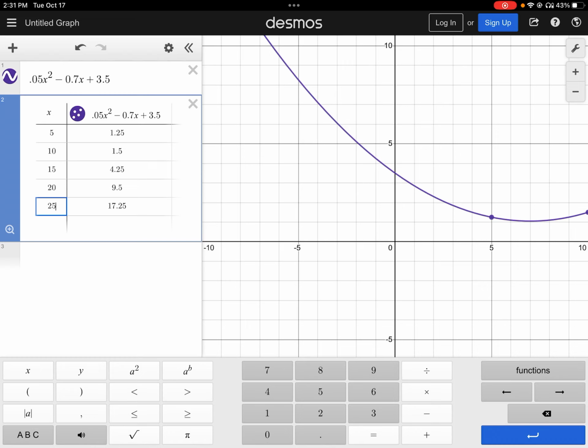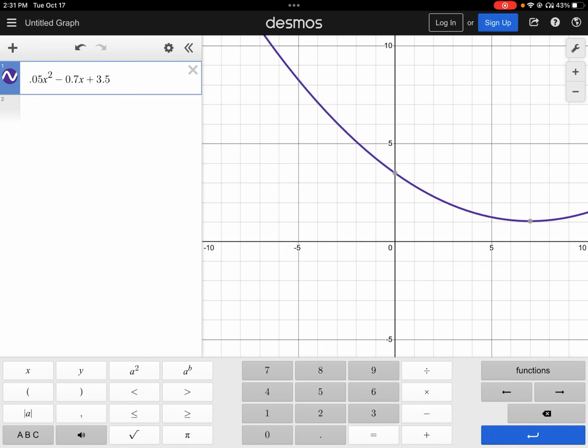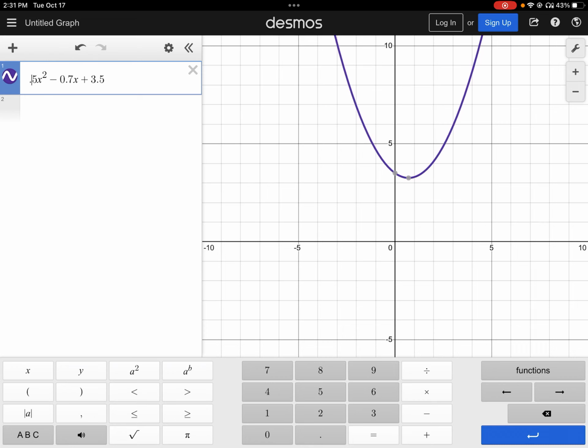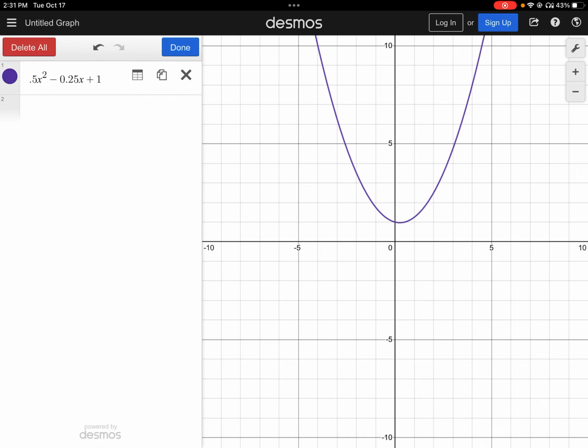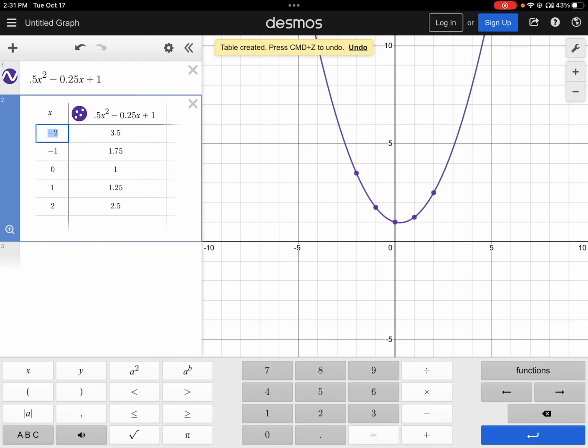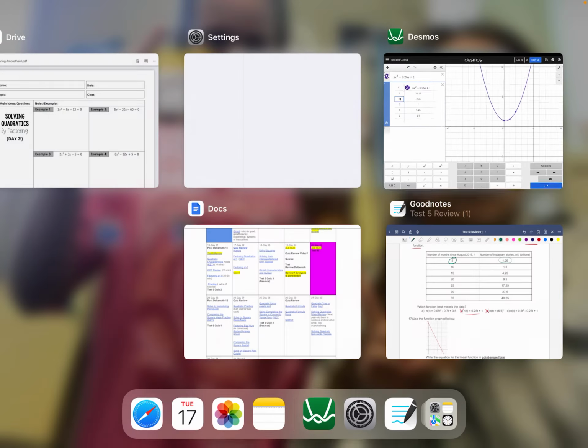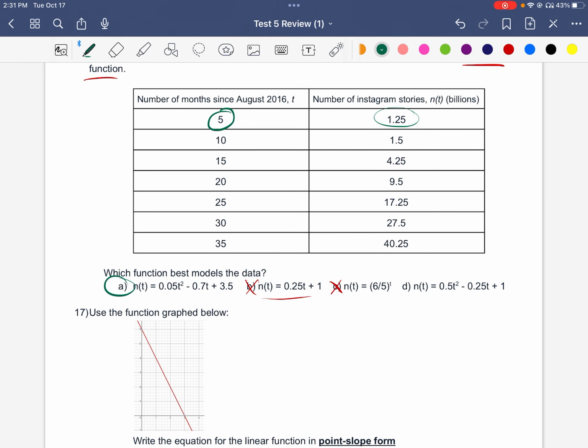I'll just show you if we did the same thing for answer choice D, I just want to show you how it looks. Ta-da, table. If I do the same thing, if I replace that with a 5 and then a 10, you can see that those outputs aren't matching the tables on the paper. That's how you can use that. A is correct.